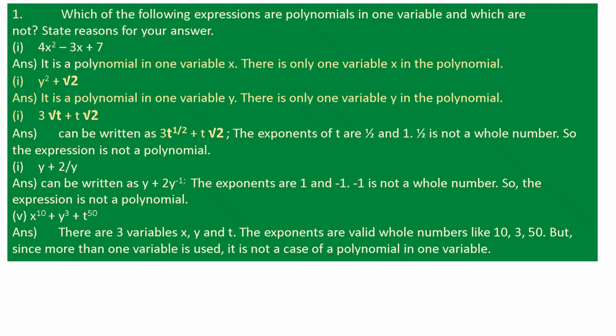The last one is x to the power of 10 plus y cube plus t to the power of 50. How many terms are there? There are three terms, but the question is, which of the following expressions are polynomials in one variable? Here there are three variables. It doesn't satisfy the condition.